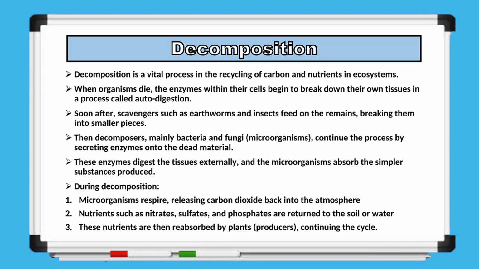Another important stage is decomposition. When plants and animals die, or produce waste, decomposers such as bacteria and fungi break down the dead organic matter. Initially, the organism's own enzymes begin digesting its tissues, after which scavengers may feed on the remains. Finally, bacteria and fungi complete the decomposition by releasing enzymes onto the dead material and absorbing the simpler substances produced. As these microorganisms respire, they release carbon dioxide back into the atmosphere. At the same time, important nutrients such as nitrates, phosphates, and sulfates are returned to the soil or water, where they can be absorbed again by plants.